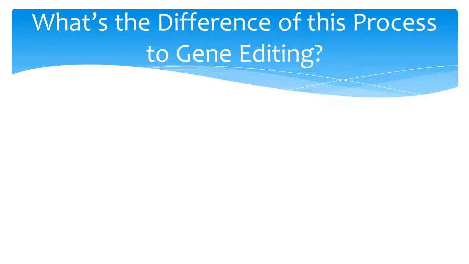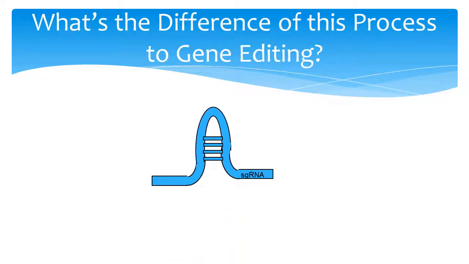So you must be wondering what the difference between this process and the gene editing process is. You'll recall the tracer RNA and the CRISPR RNA. These are going to be replaced with a sequence called single guide RNA.